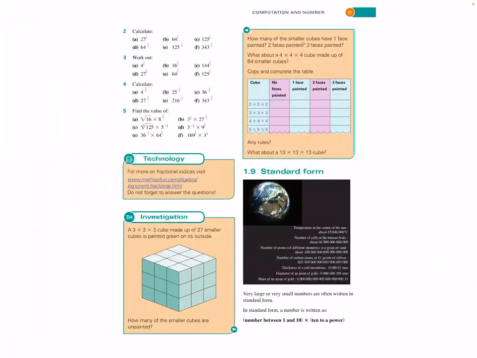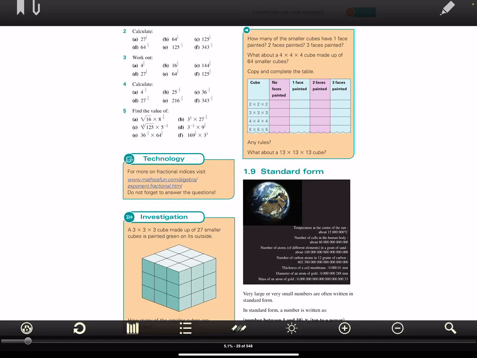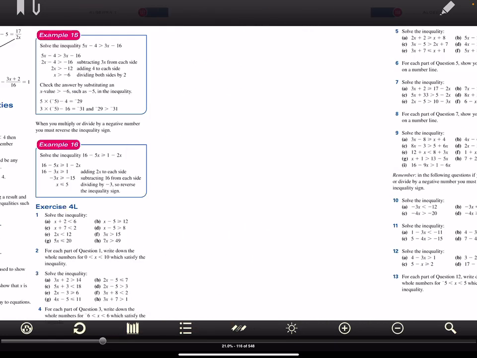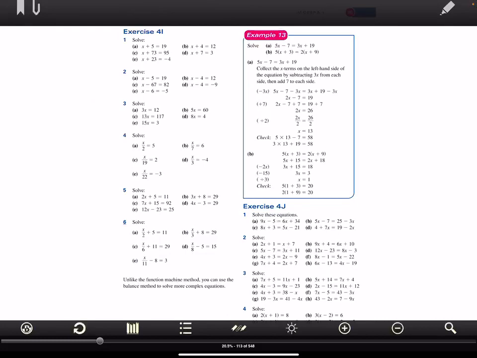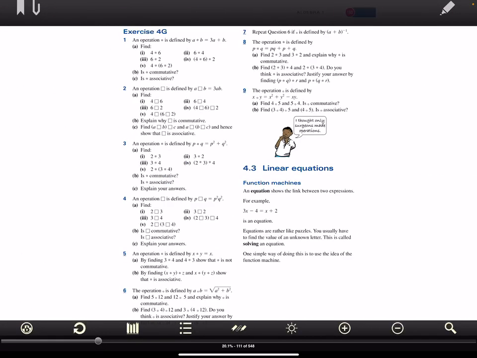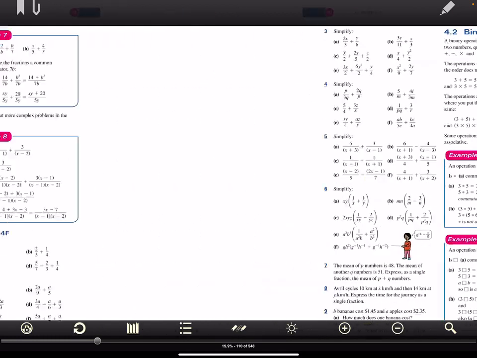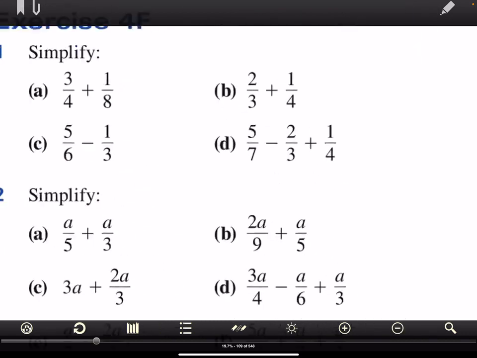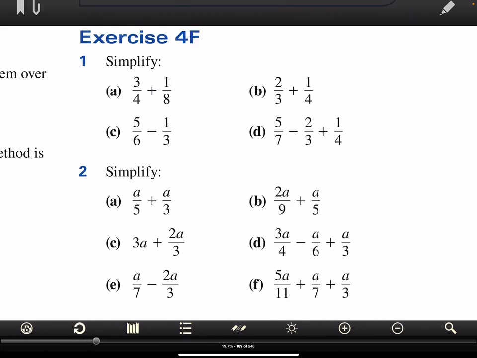No, let's continue. No, we can move on to chapter 4. You guys are smart enough. All right, here we go. Easy peasy. Good morning, thank you.